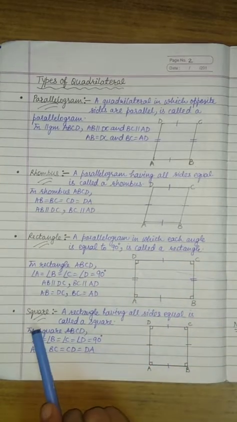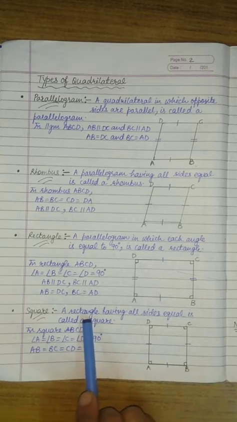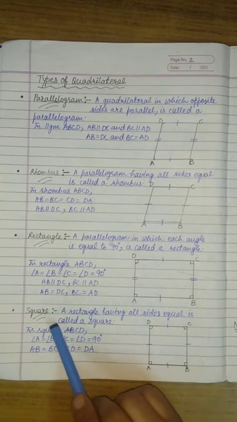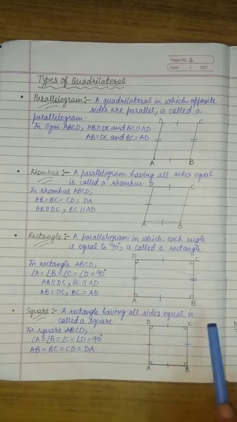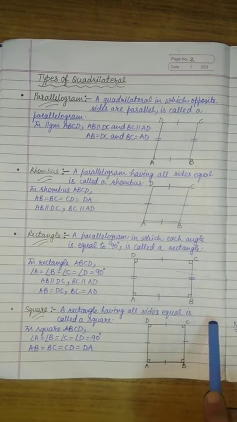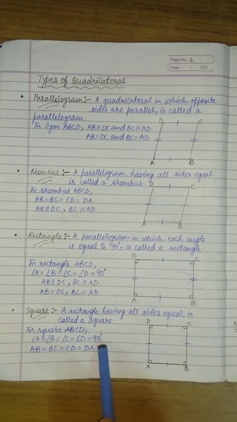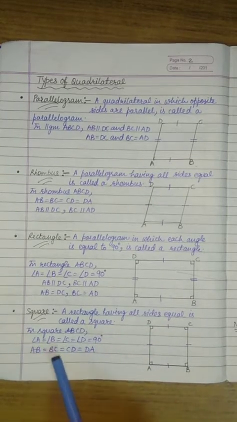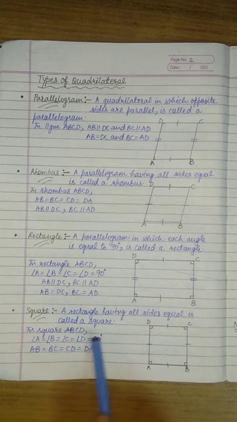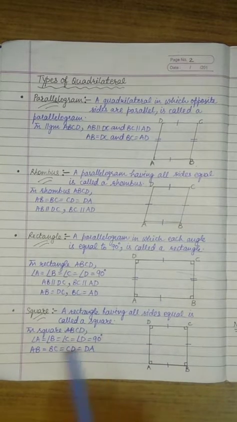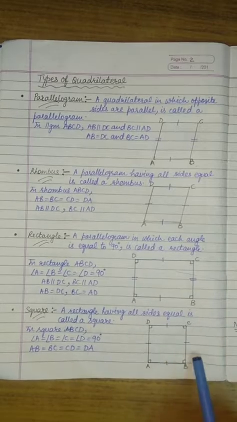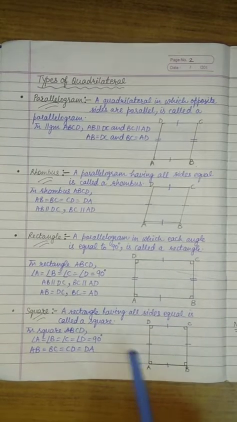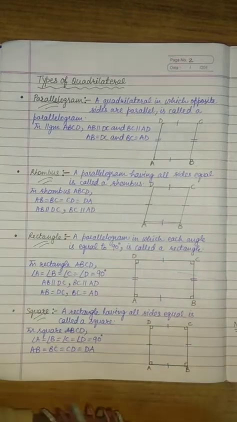Next comes the square. It is a type of rectangle but having all sides equal. In a square we have all four sides equal and all four angles equal to 90 degrees. It means angle A is equal to angle B is equal to angle C is equal to angle D is 90 degrees, and all the sides AB is equal to BC is equal to CD is equal to DA. So it is called a square.